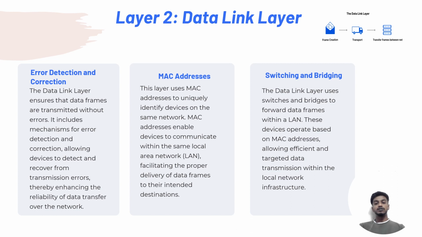Switching and bridging. The data link layer uses switches and bridges to forward the data frames within a LAN. So these devices operate based upon the MAC address, allowing efficient and targeted data transmission within a local network infrastructure.